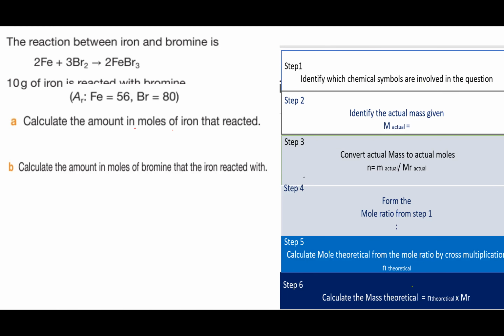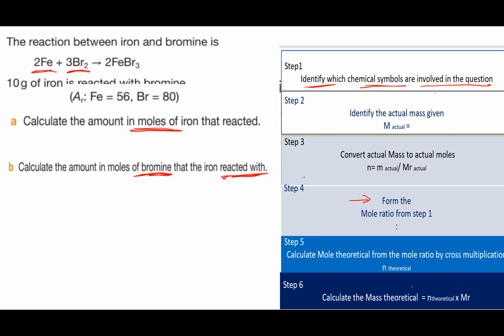after you found the number of moles of iron, you want to find the number of moles of bromine that reacted with it. In this case, we're going to follow the steps. So here, identify which chemicals are involved in this question. So here we're talking about iron reacting with bromine. Why is this important? Because we're going to use it in our mole ratio.